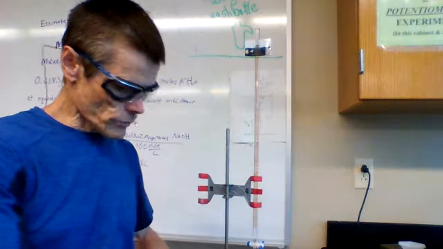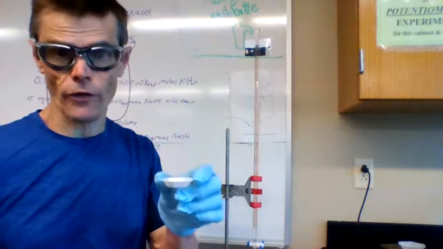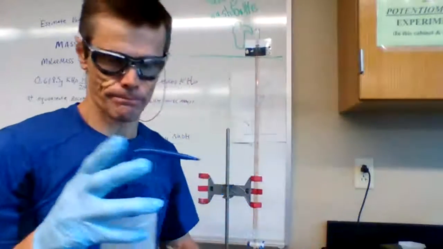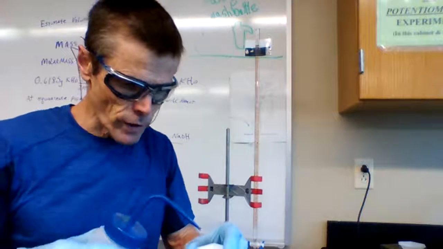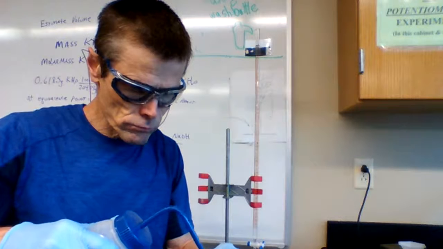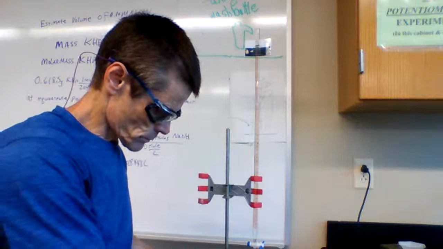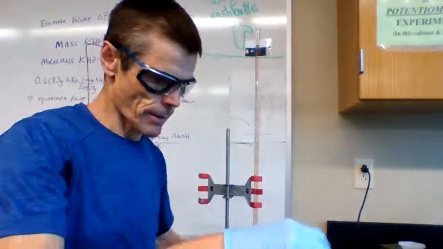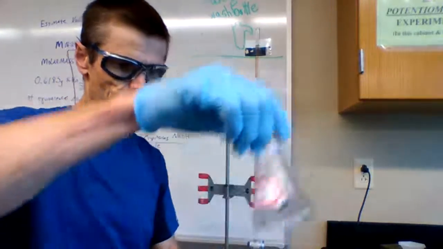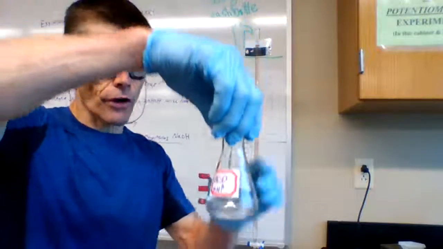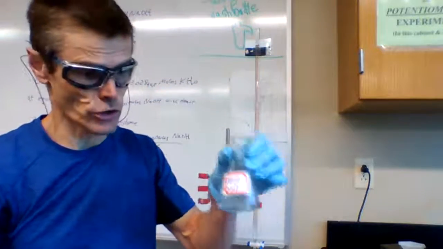Now, to make sure that we've introduced all the KHP, because I could see some specks on there, we take some deionized water, and what we do is we just squirt inside our weighing boat. And add it into our Erlenmeyer and continue to swirl it. Once it's all dissolved, we'll be ready to do our titration.